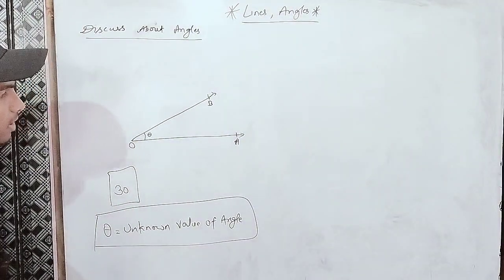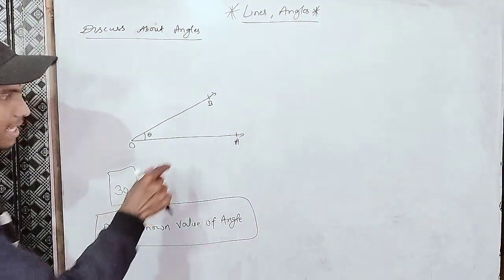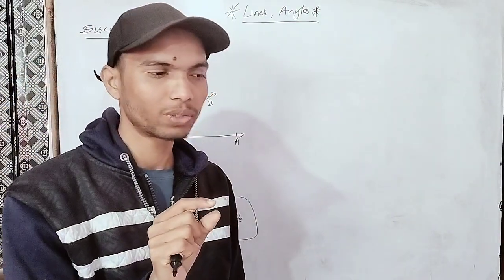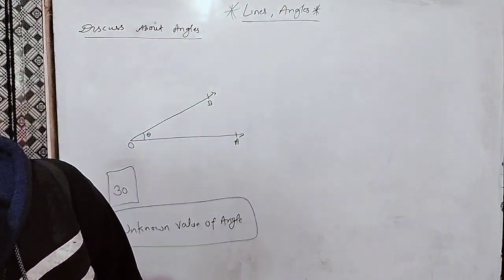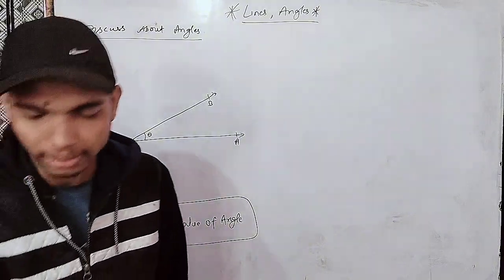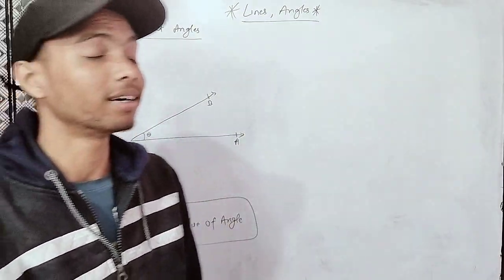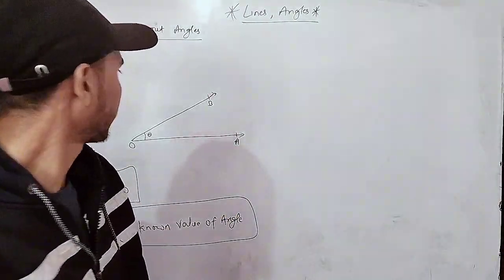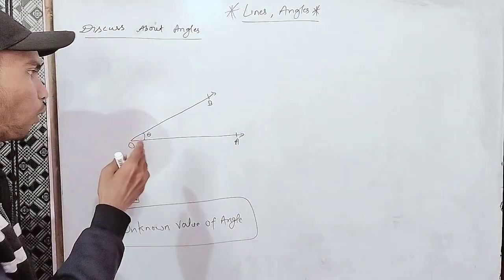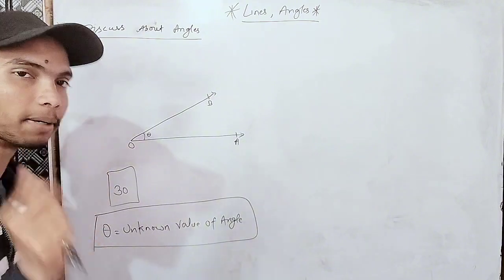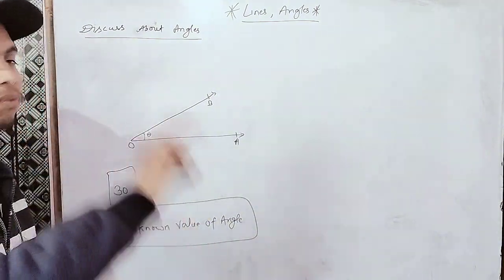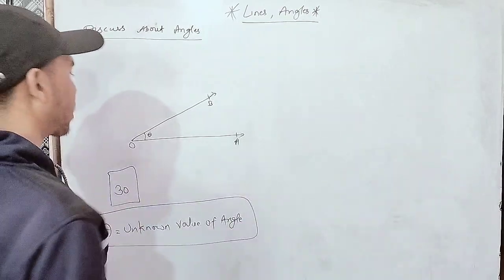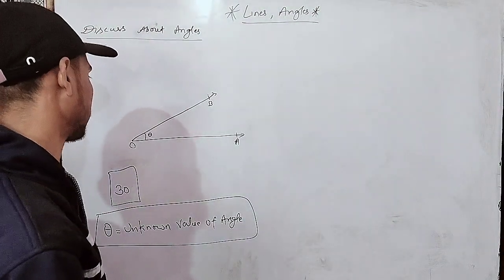So here we applied this line. This line is a ray. This line is a ray. One end of this line is fixed at the point, but the second is inclined. This direction is inclined.